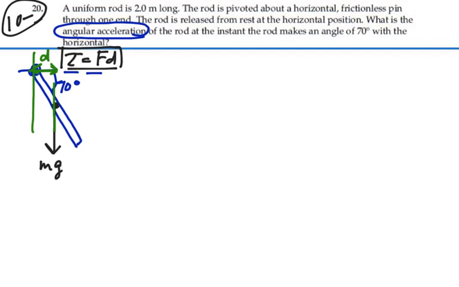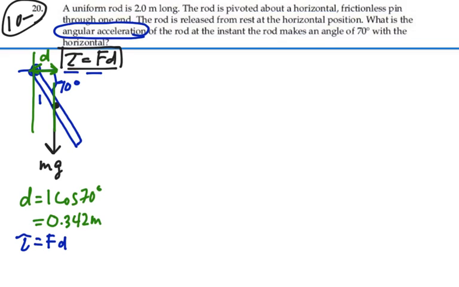If I looked at that triangle, with the hypotenuse of that triangle being 1 meter, since we're going to the halfway point on the rod, that distance d is going to equal 1 meter times the cosine of 70 degrees. And what is the cosine of 70? 0.342. So d is 0.342 meters. Good to know. And that torque is force times moment arm, F times d, which is going to be equal to mgd.